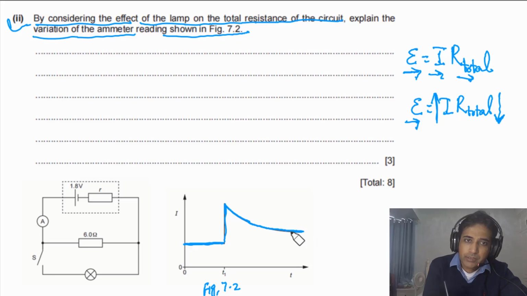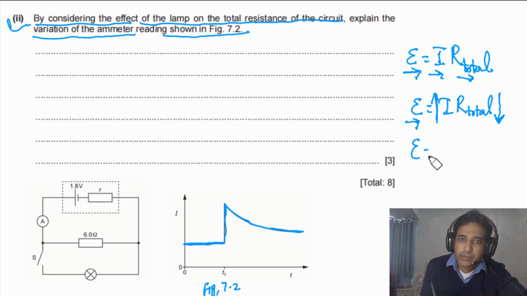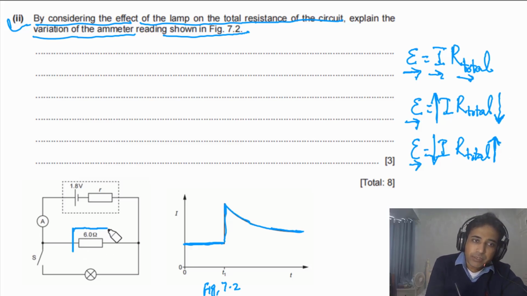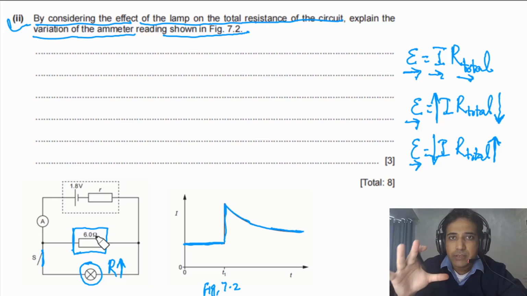So current is decreasing. So we can rewrite here EMF is equal to I times R total. So if I is decreasing, this quantity is constant, so it means R is increasing. But we need to understand the resistance of this resistor is constant. When we close the switch, it means that the resistance of the lamp is increasing with time, because this resistance is constant. This is a fixed resistor.